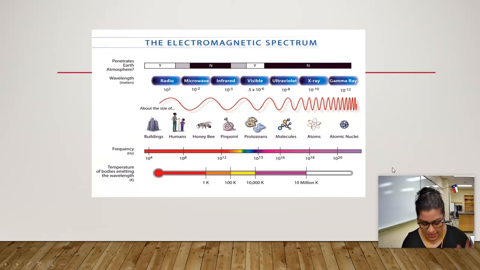Hello, so today I'm going to help you with some wave relationships. So here we have the basic electromagnetic spectrum, okay? You can see how the space between the waves is really wide over here. And then as we go along the spectrum, the waves get closer and closer together.